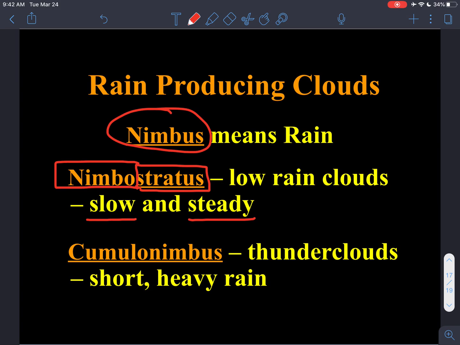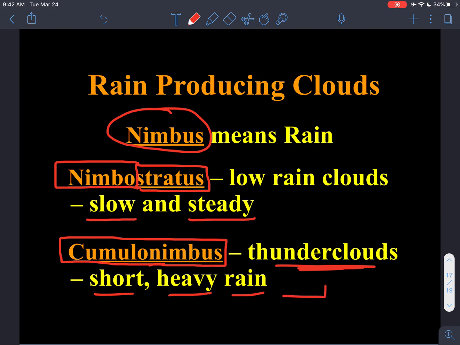Cumulus clouds, if they produce rain, we add the term nimbus to the end of it, right? So this is cumulonimbus clouds. These are usually associated with really short and heavy bursts of rain. So short, heavy rain. Think of thunderstorms, especially in the summertime.